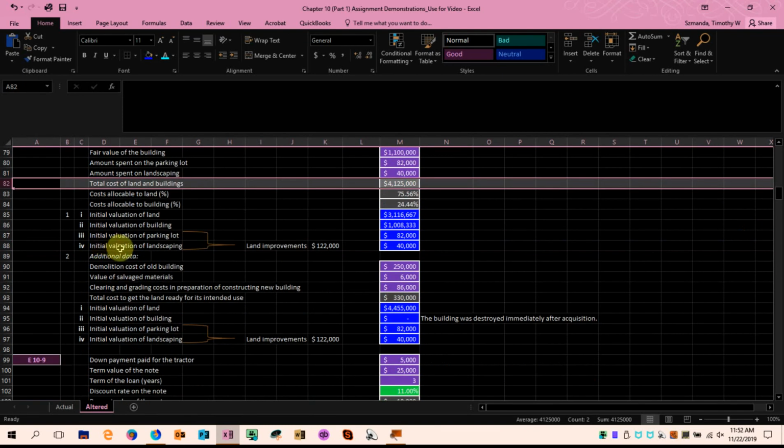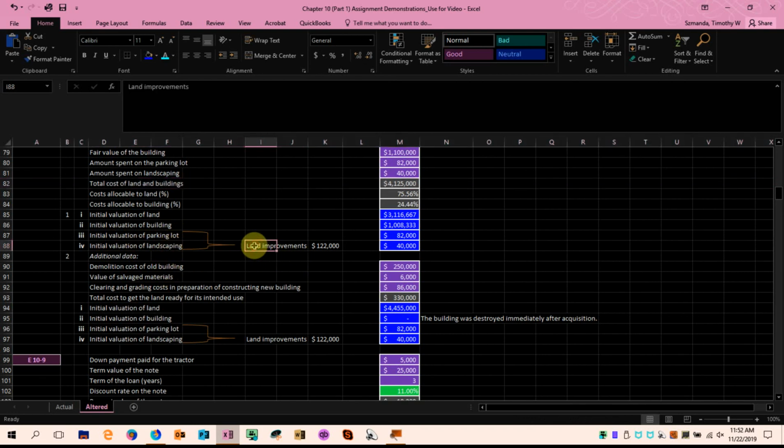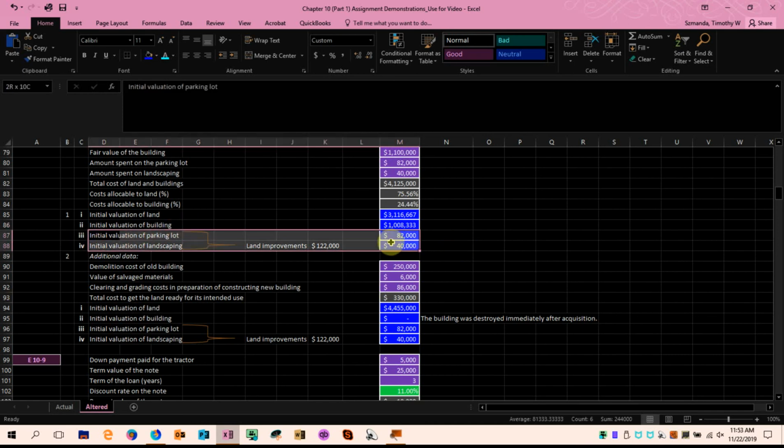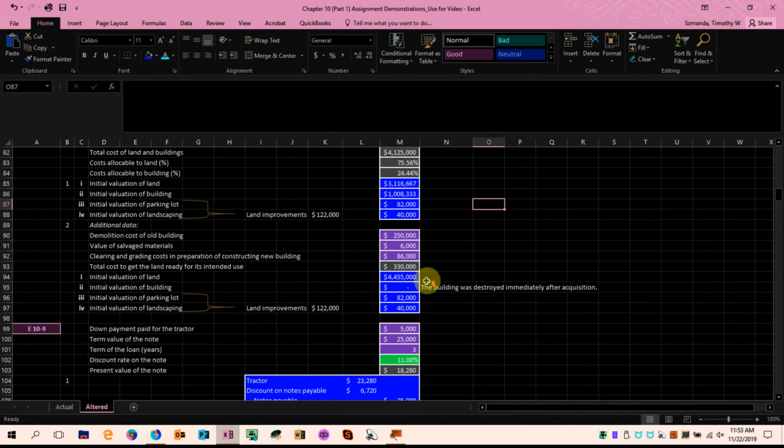It includes everything. Once you do that, then you go down to the initial valuation of the parking lot and the landscaping. As a practical matter, these items would likely be broken up separately on the books because they have different lives. Often parking lots are depreciable and landscaping is not. But the authors just combine them into a land improvements account. It's just going to be a matter of adding together the two items, $82,000 and $40,000. I broke them out separately here because as a practical matter, that's kind of how they would be presented on the books.